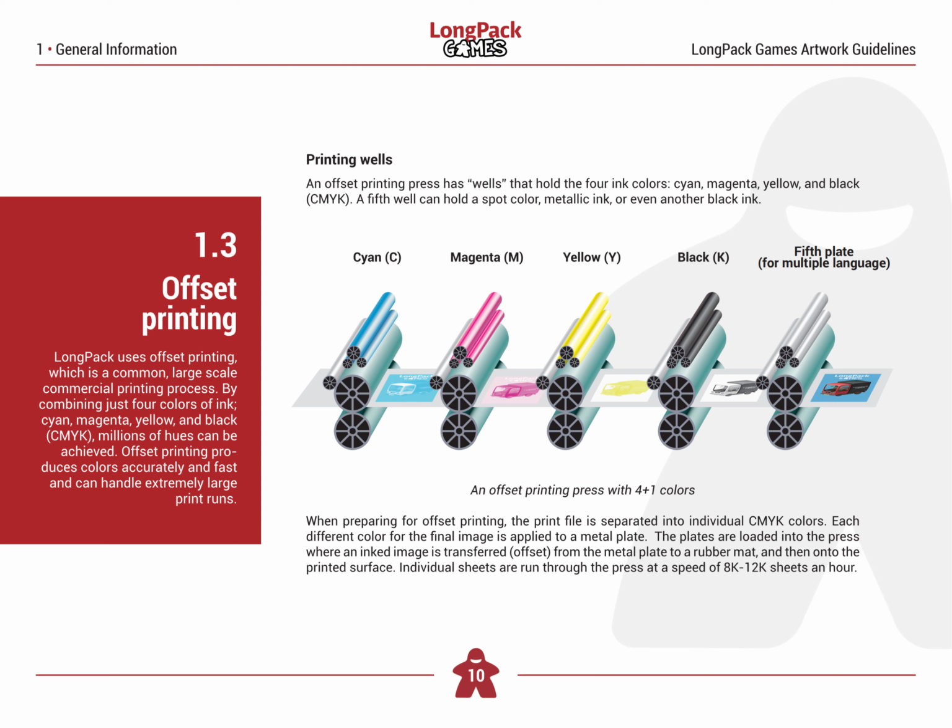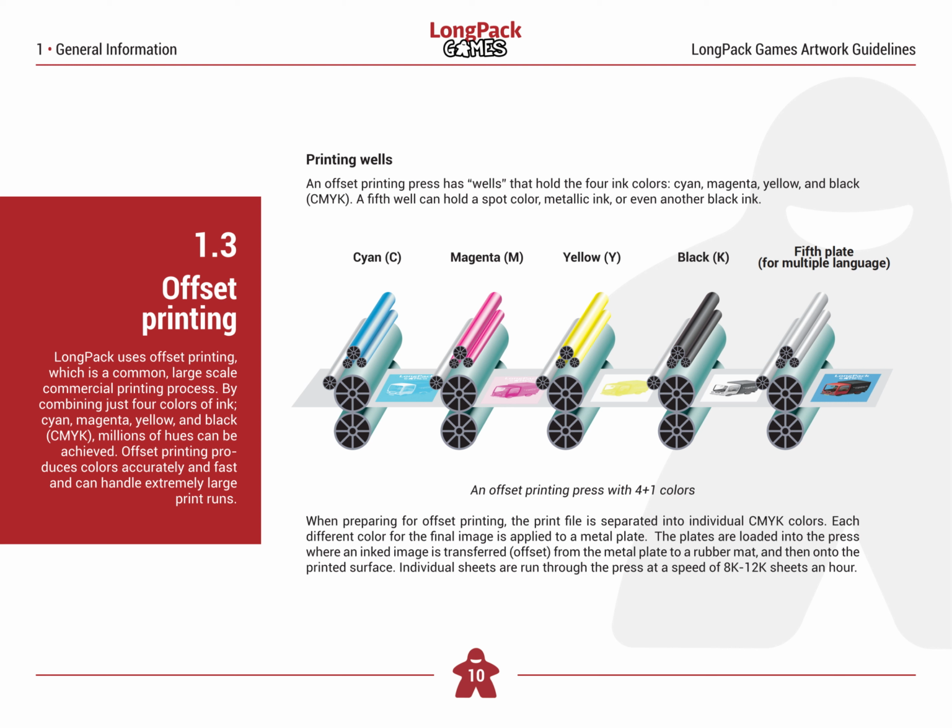Printing wells. An offset printing press has wells that hold the 4 ink colors cyan, magenta, yellow, and black, CMYK. A 5th well can hold a spot color, metallic ink, or even another black ink. An offset printing press with 4+1 colors.